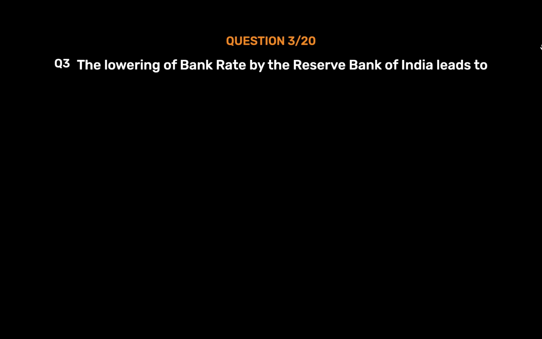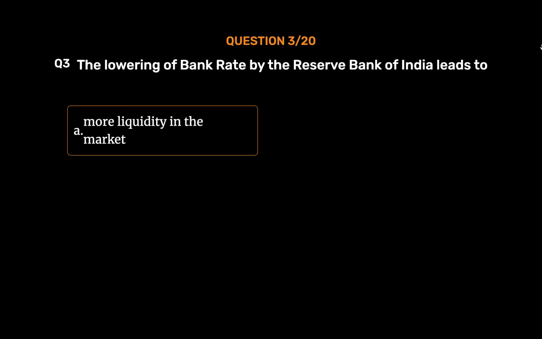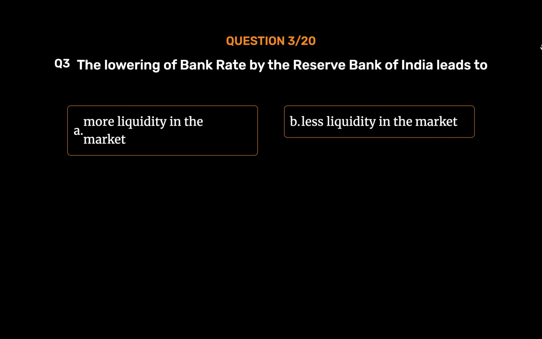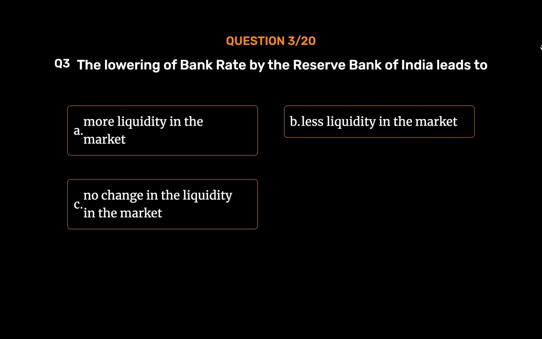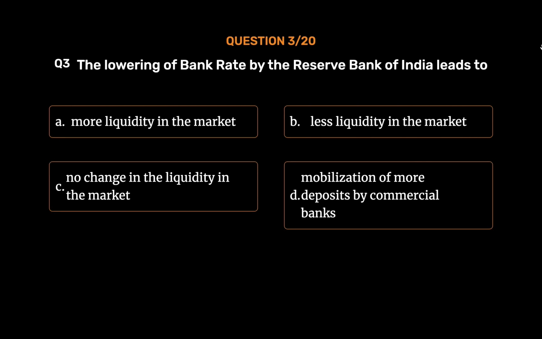Question number 3. The lowering of bank rate by the Reserve Bank of India leads to Option A. More liquidity in the market. Option B. Less liquidity in the market. Option C. No change in the liquidity in the market. Option D. Mobilization of more deposits by commercial banks. The correct answer is Option A.